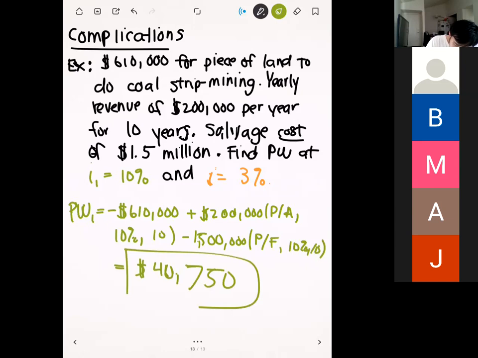Positive. Since this is a positive number, by investing in this piece of land, our company is going to make the equivalent of $40,750 today. So that seems like a good investment. Not the best investment, because you would hope that for something you're spending $610,000 on, you'd make more money than this. But at least it's a positive. It means that if we invest in this land, we're going to make some money off it.